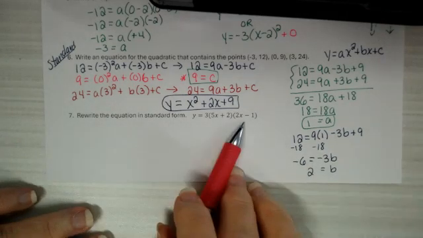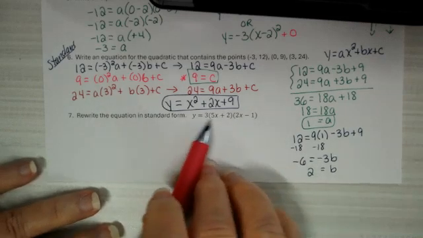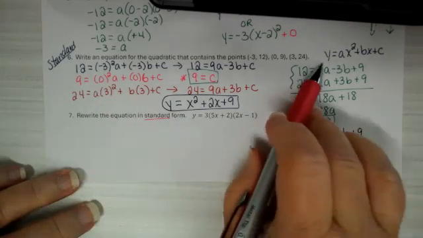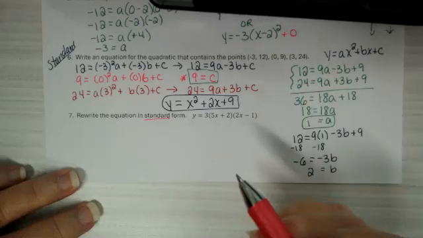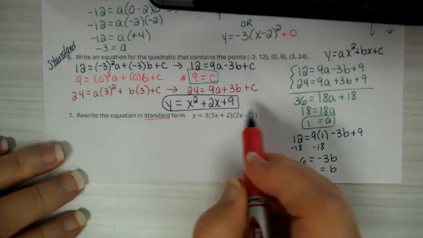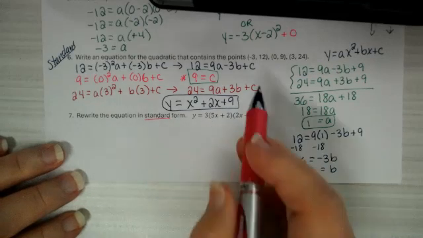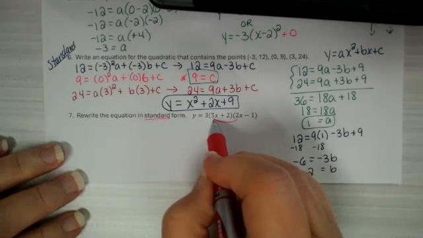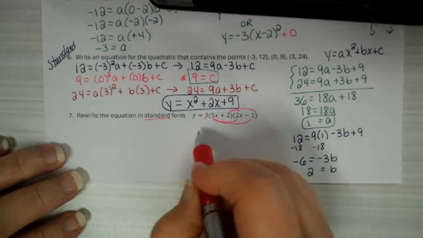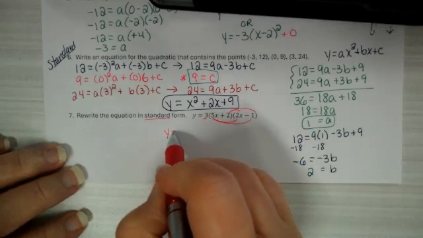Okay, the last one's just a review, a refresher. Let's rewrite this equation into standard form. So we want to make it say ax squared plus bx plus c. My preference, you could distribute the 3 first, but only distribute it once. I'm going to FOIL here in the back, and then I'm going to distribute my 3 at the end. So this is what mine looks like.